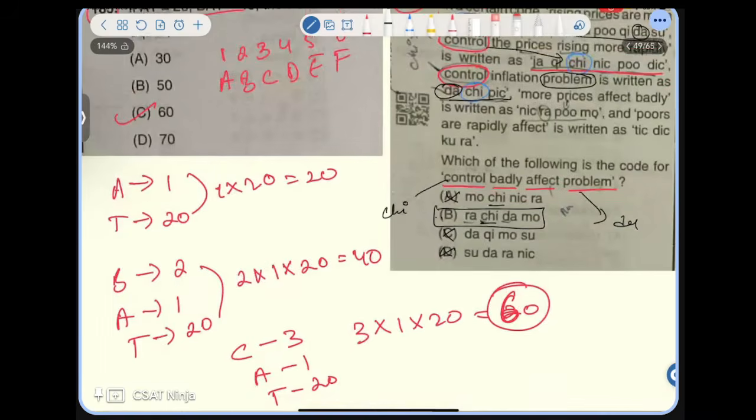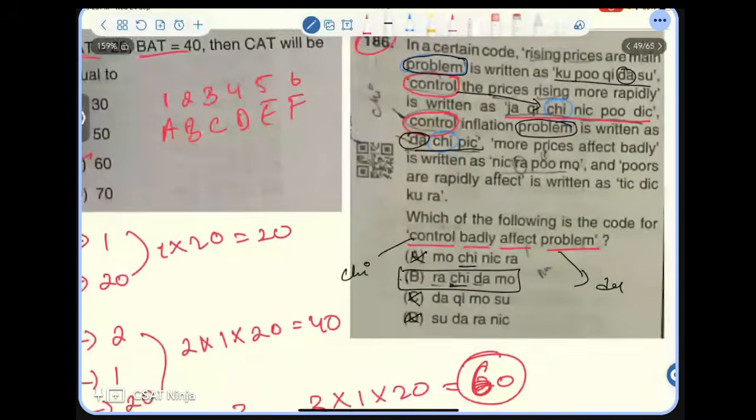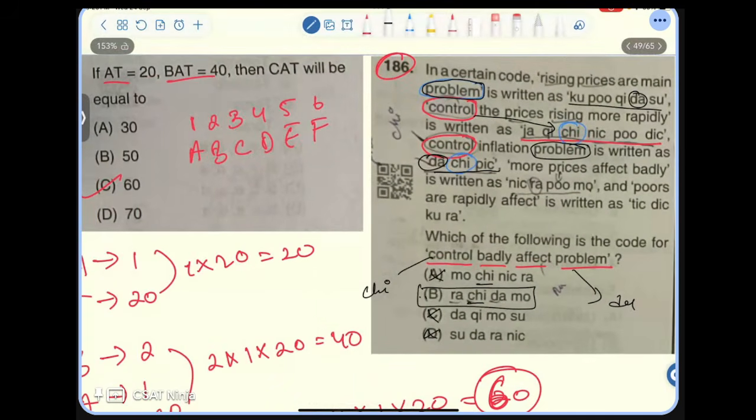Is it C? Let's check then. For me, I'm getting this, but the answer is C. Okay, let's check.